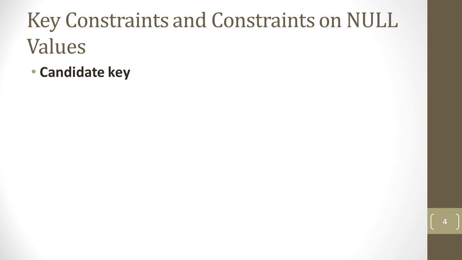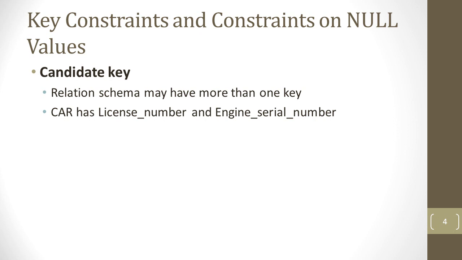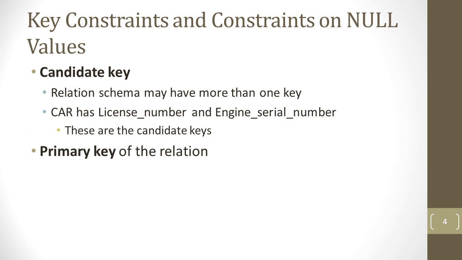So now we're going to talk about a candidate key. So when we look at a relation schema, there may be more than one key. So a car has a license number and an engine serial number. So both of those are keys in that they're completely unique, and since these are both individual keys, they're minimal. We can't remove any more than one, obviously. So these are both considered to be candidate keys.